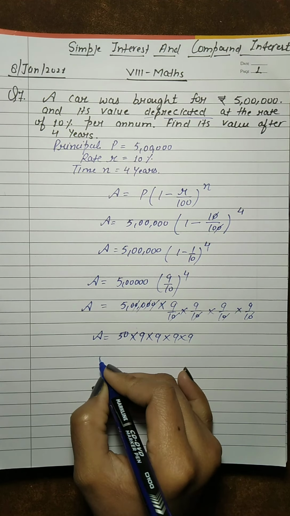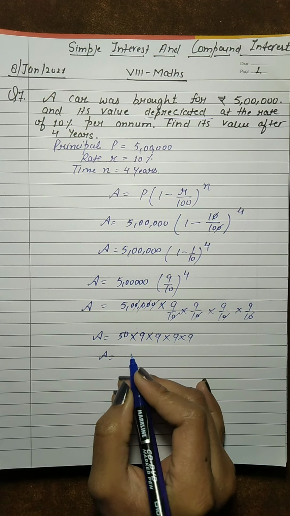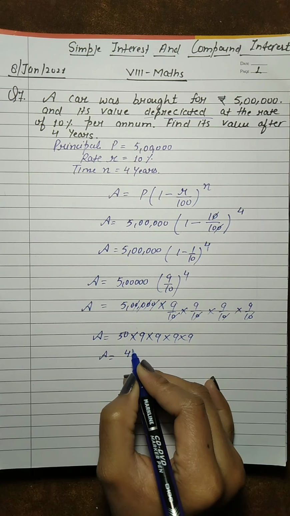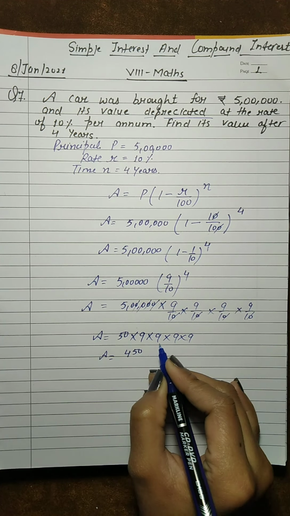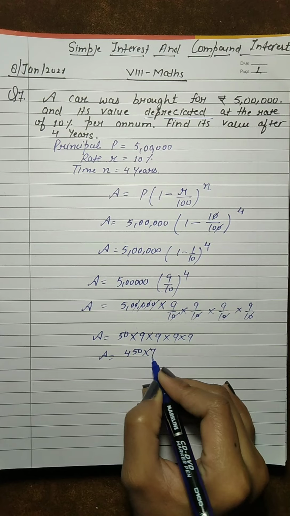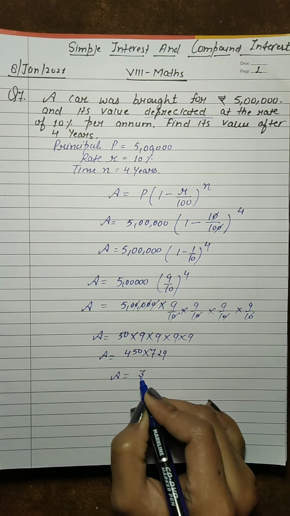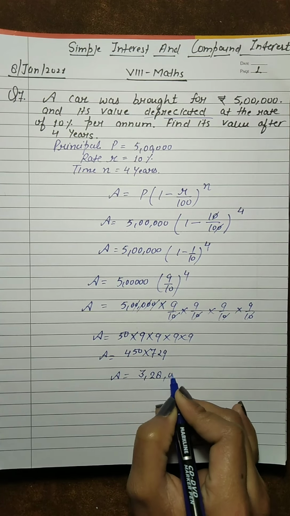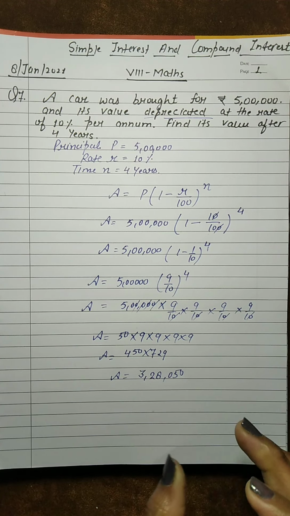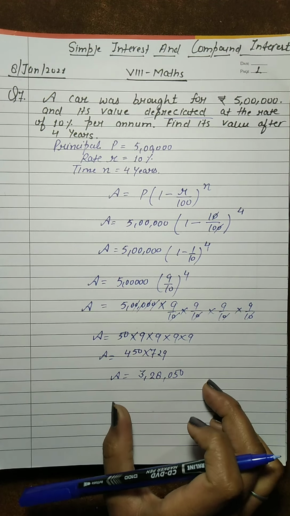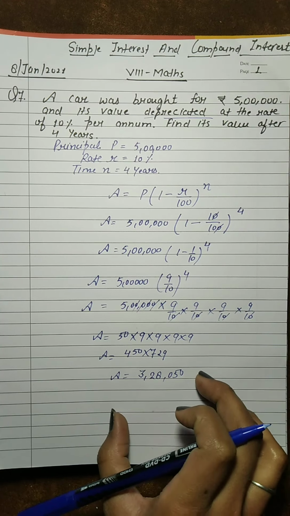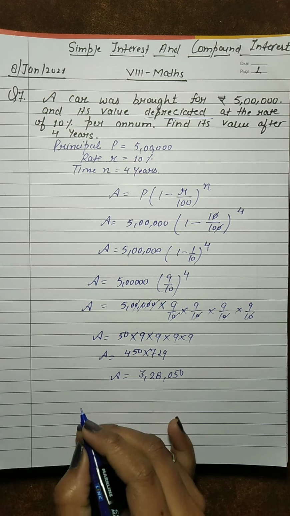So A is equal to 5 into 9, that is 45, 1 zero here, and the cube of 9, that is 729. So what will be here? That is 3,28,050. Okay, so that is the amount here, that means that is the value after 4 years. Is that clear?